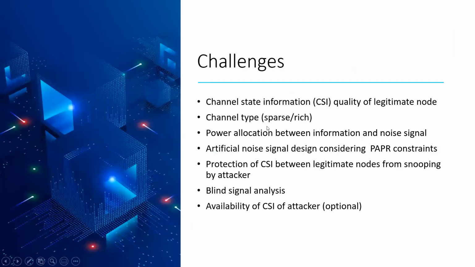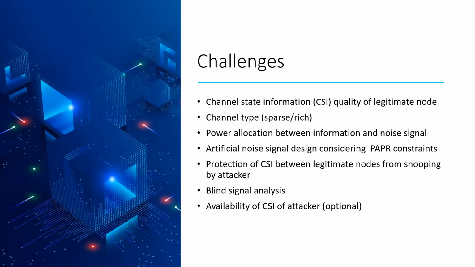Other challenges: power allocation between the noise signal and information is very important. Another thing is that artificial noise design should also consider the PAPR constraint. Another very important thing is that the channel state information between the legitimate transmitter and legitimate receiver should be secure. I mean, an attacker should not be able to observe this channel state information, because if he knew it, he could do reverse engineering and remove the artificial noise.